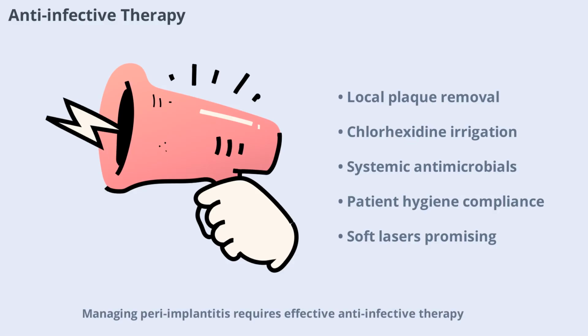Managing peri-implantitis requires effective anti-infective therapy. This includes local plaque removal using plastic instruments or pumice, subgingival irrigation with chlorhexidine, and sometimes systemic antimicrobials for about 10 days. Patient compliance with oral hygiene is critical for success. It's important to avoid conventional steel or ultrasonic instruments, as these can damage the implant surface. Newer technologies like soft lasers are showing promise in improving outcomes.